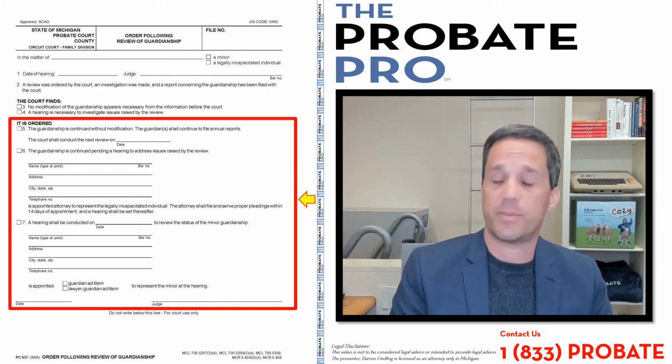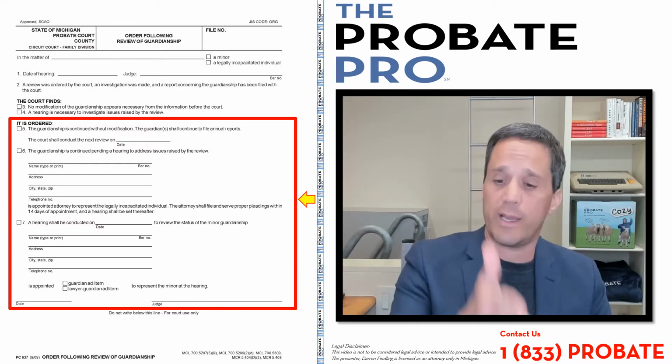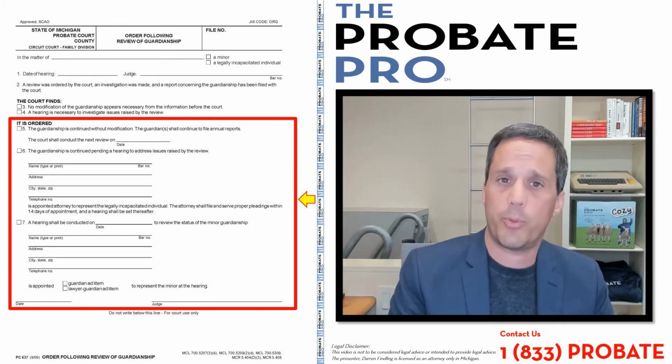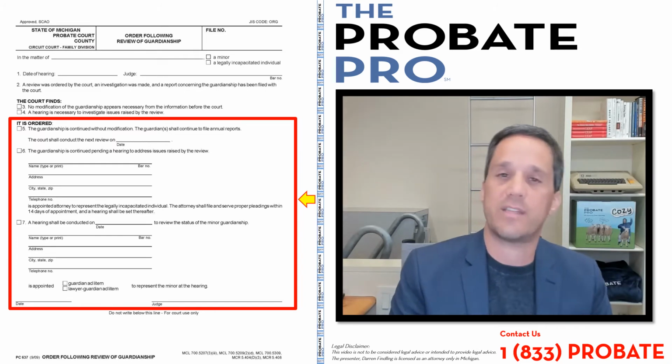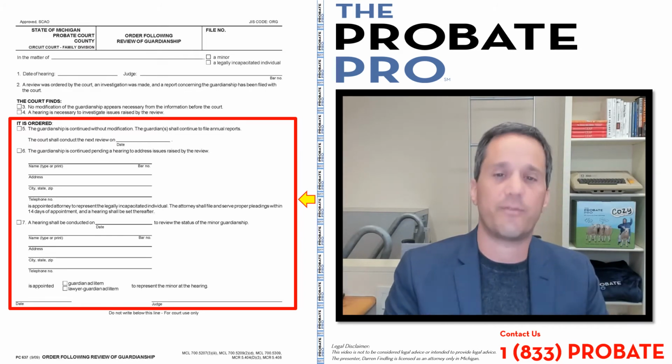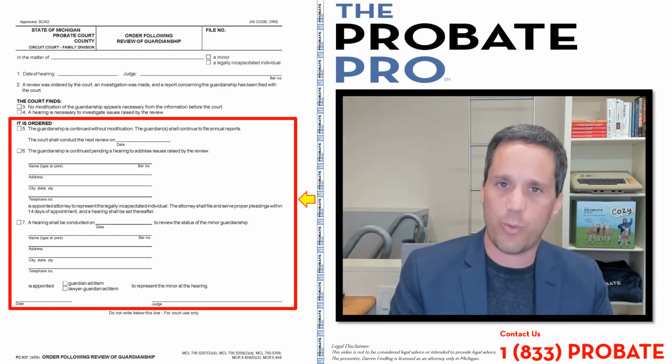5, the guardianship is continued without modification. The guardian shall continue to file annual reports, which is a requirement under statute and court rule for guardianship to do, at least annually, to do an annual report. Now, that box would be checked generally when the review says that things look good, that there's a need for a continuation of the guardianship. There's no need to change or modify in any way.